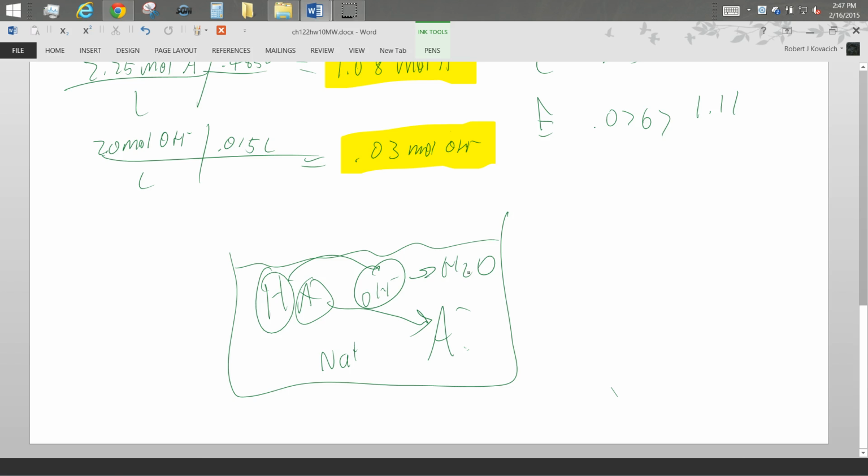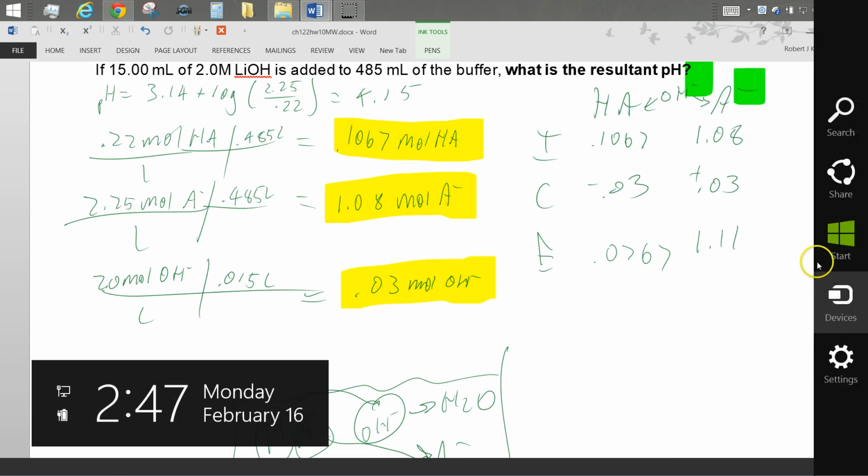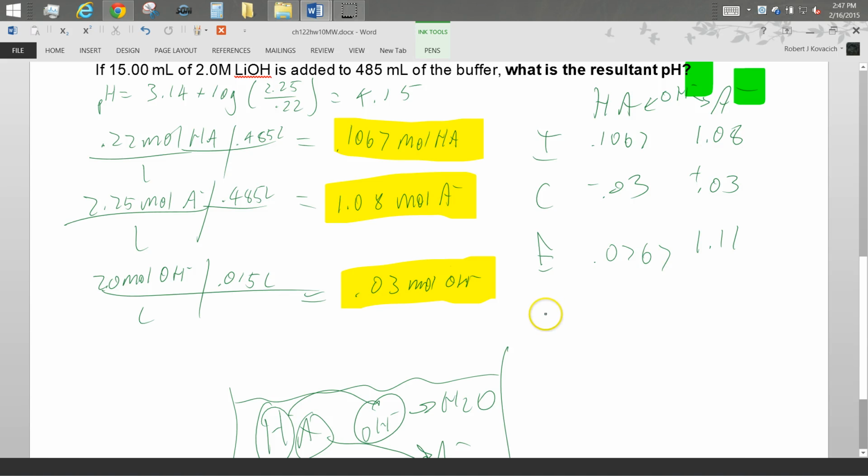So why did I decide? That's why you said the A negative is going to go up. That's why the A negative went up. Okay. And that's why the acid went down, because that's the thing that was consumed to make sure that the pH didn't change. All right, so then we need to answer the final question.